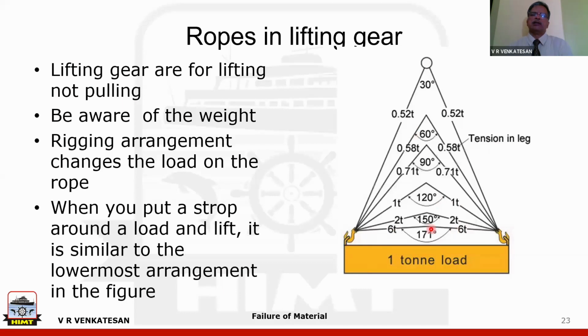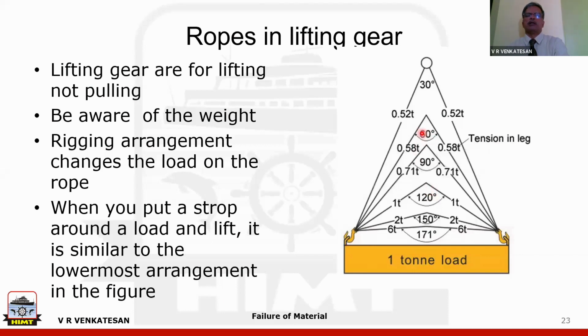And if you have something like this, and you're going to carry from here in the center, then each of these ropes is actually carrying 6 tons of load. To carry 1 ton of weight, each of these ropes is loaded to 6 tons. So if you are putting a strap around the load, often you'll say that I'll put a wire rope around the load and lift it, then it can become very similar to this arrangement, which is at the lowermost. So the point is that you may be thinking that I'm lifting only a 1 ton load, but you can end up overloading the ropes because of the way the rope is arranged.